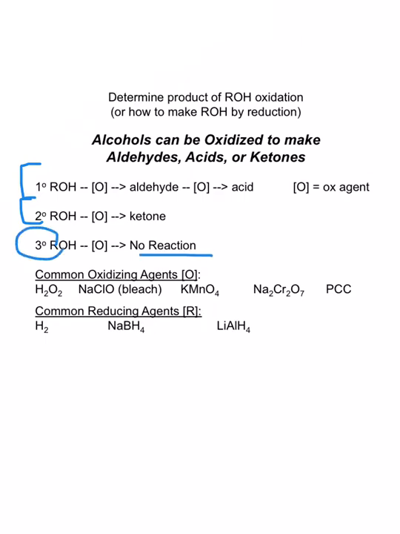Here are some common oxidizing agents: hydrogen peroxide, bleach, potassium permanganate, sodium dichromate, and PCC. PCC is a weak oxidizing agent. For common reducing agents, hydrogen, sodium borohydride, and lithium aluminum hydride.